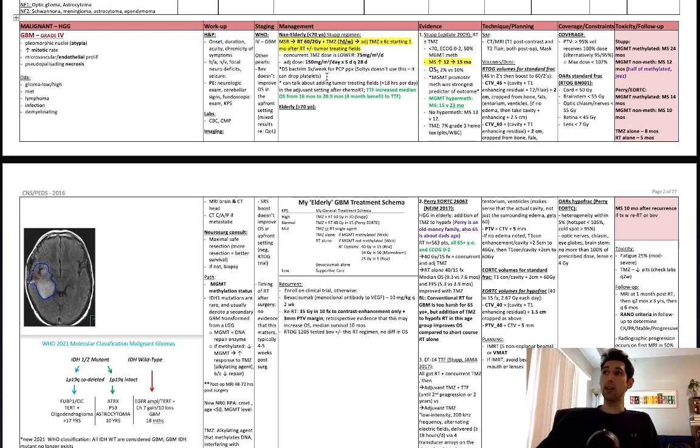We can talk about adding tumor treating fields, which are used greater than 18 hours a day in the adjuvant setting after chemoradiation. TTF increases median overall survival from 16 months to 20.9 months, so there's a 4-month benefit to it.